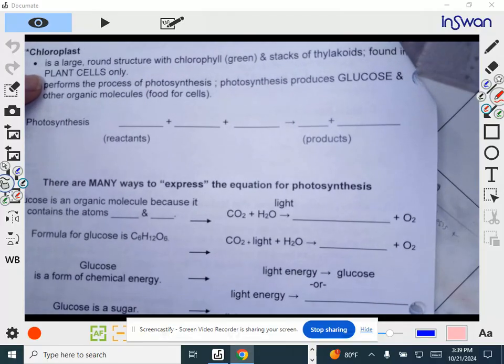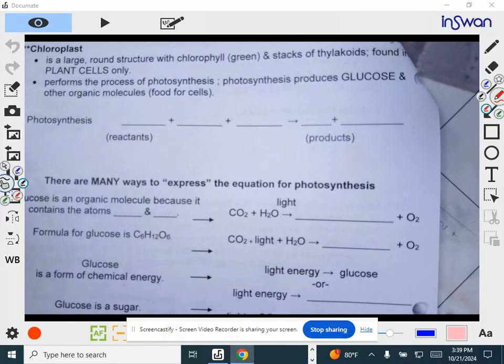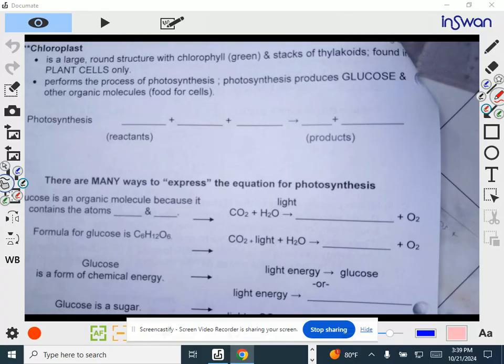Now, a chloroplast is going to be found in any organisms that do photosynthesis. So plants are going to have chloroplasts that do photosynthesis. And photosynthesis is a process like cellular respiration. If you know the equation for one, you should know the equation for the other. We're just going to write it backwards and change one word.